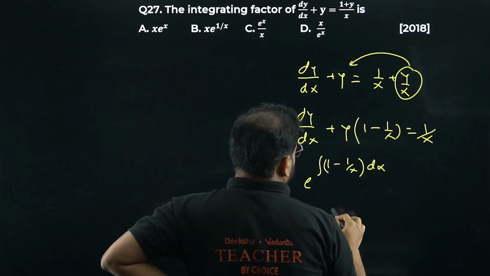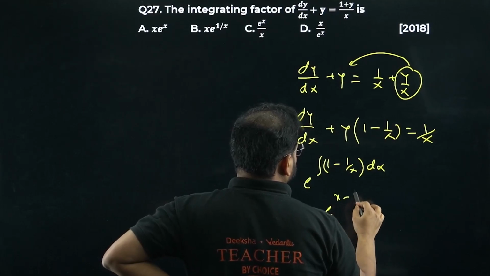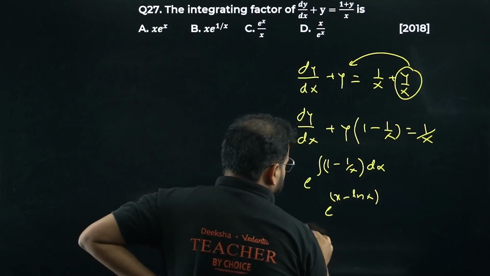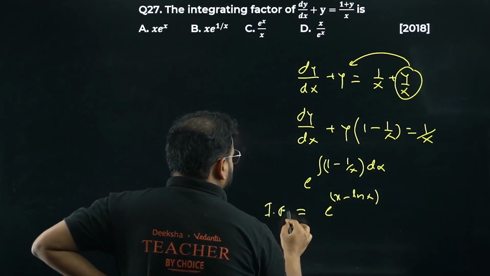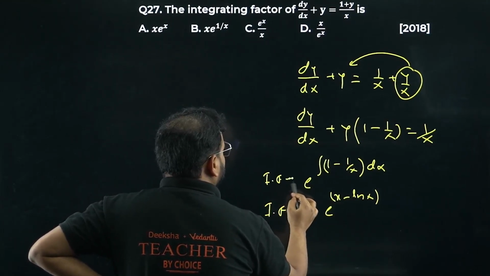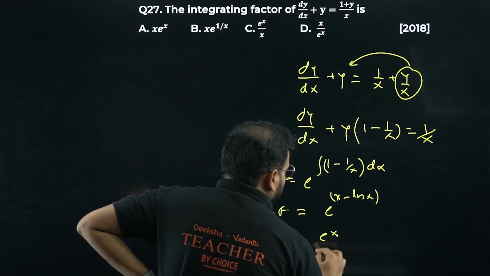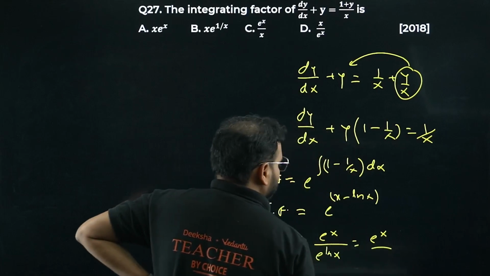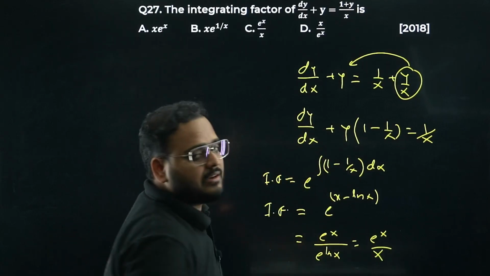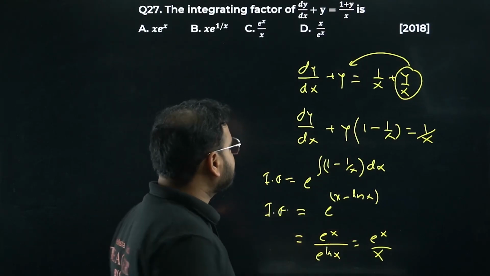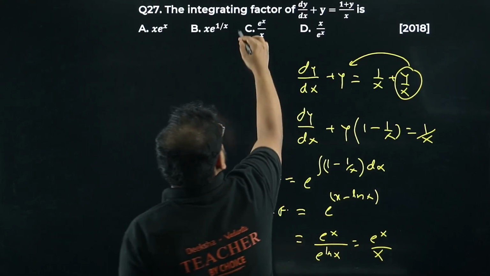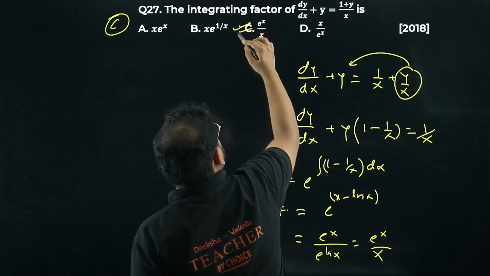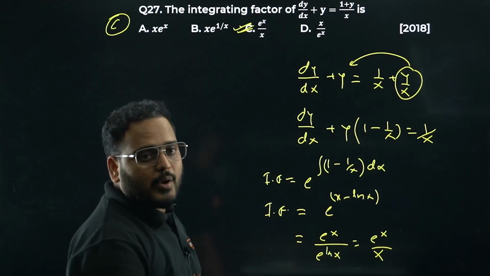What I get is e power, please check, x minus ln x, right? This is my integrating factor. So I have this value as e power x upon e power ln x. What I get is e power x upon simply x, because ln and e will cancel the effect. We'll have e power x upon x. Option is C, right? Option is C. Please check. Okay, done. Question 27 is done.